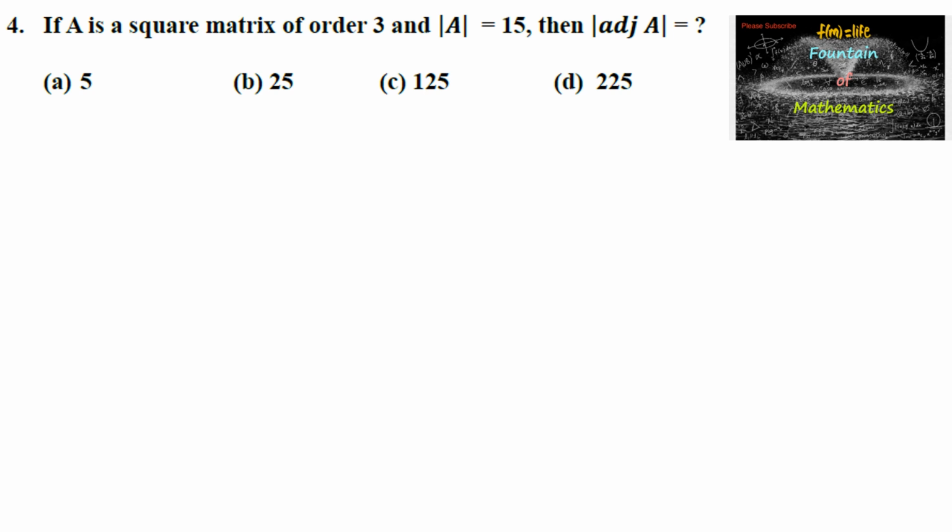If A is a square matrix of order 3 and det A is equal to 15, then find the determinant of adjoint of A. Determinant of adjoint of the matrix A is equal to, we know that, det A to the power of n minus 1, where n is the order of matrix.